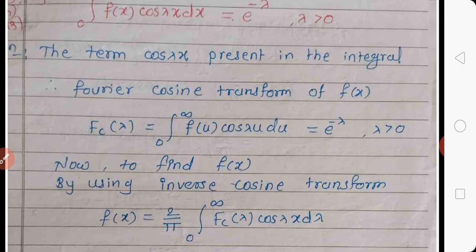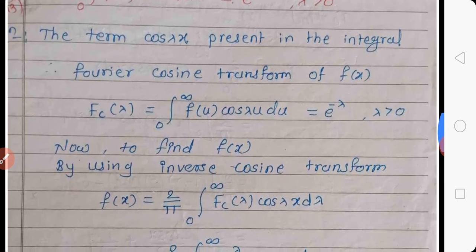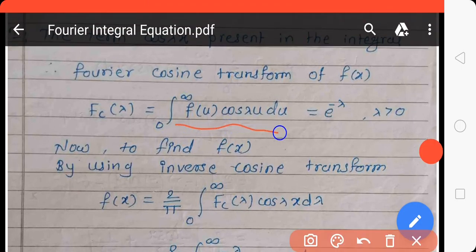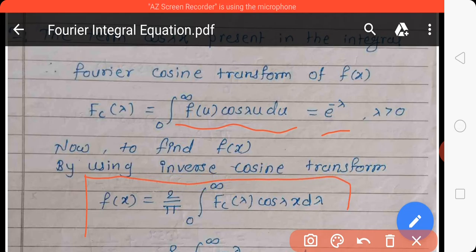Here we are given fc of lambda is equal to integral 0 to infinity f of u cos lambda u du, which is equal to e raised to minus lambda. We find the value of function f of x. For this we use the inverse Fourier cosine transform. That is, we use the formula f of x is equal to 2 upon pi integration from 0 to infinity fc of lambda cos lambda x d lambda.